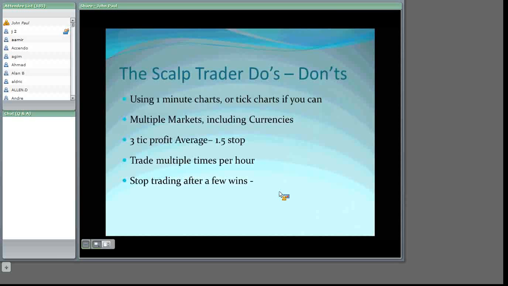ASAP, what do you mean by trades multiple times per hour? It means that you have an opportunity to scalp using the scalp trader a few times an hour. You don't have to wait all hour for one trade to set up. Okay, it sets up many times an hour.